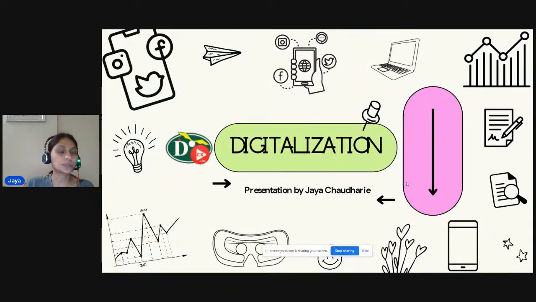Today we are going to discuss the impact of digitalization in today's business world and how it is more important for doing business on an online platform, with a good case study related to this session.